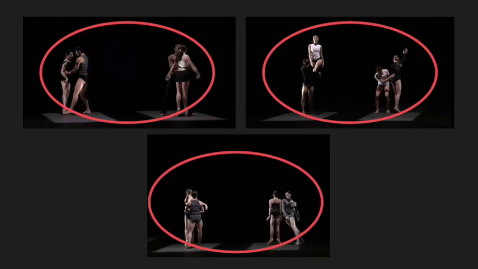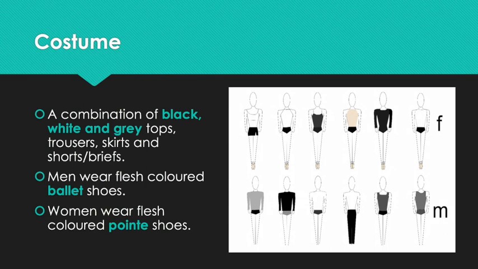Using the images, label and describe the costume. Remember to think about the colours, the shape, the texture, the style, the size, and the material. Your extension task is to describe the dancers' physiques as well as the costumes. You have 3 minutes. In this section, there is a combination of black, white, nude, and grey tops, trousers, skirts, and shorts.